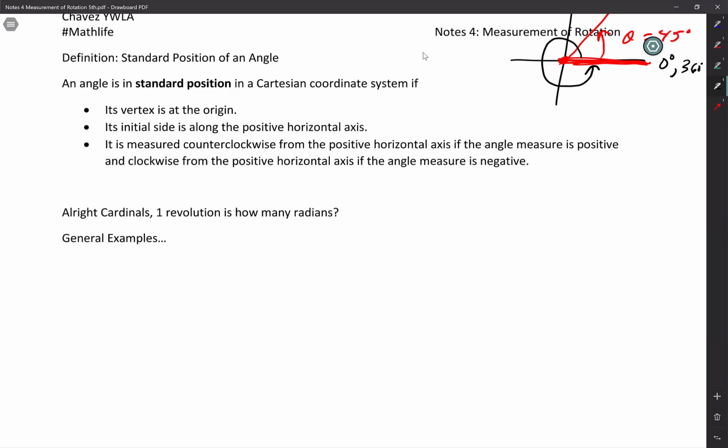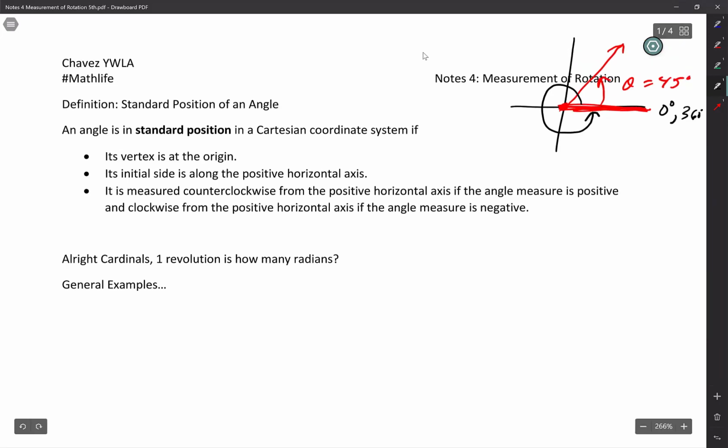So since I have 4 quadrants, you can break these up into pieces of 90 degrees each. 90 there, and then 90 plus 90, that's 180 here. And then 180 plus 90, that's 270 right here on that part of the y-axis. And there it is.